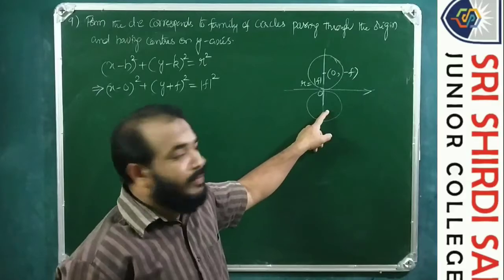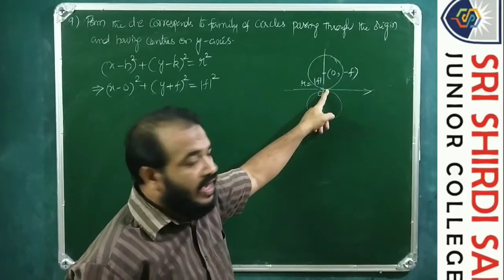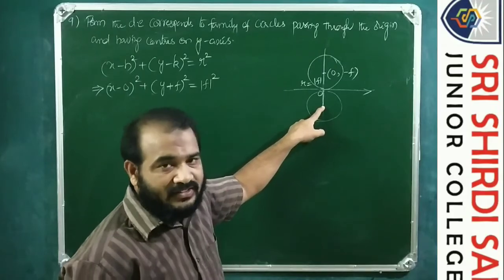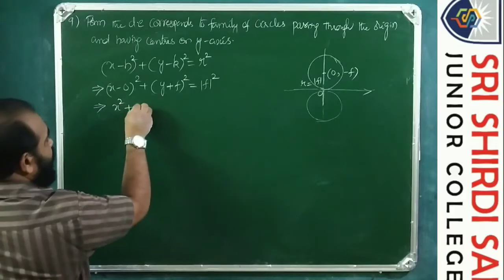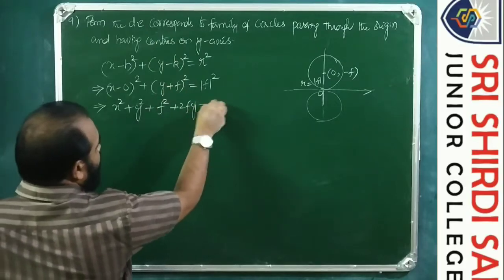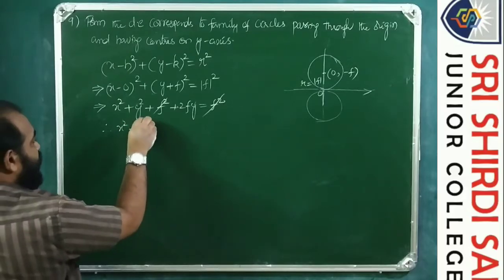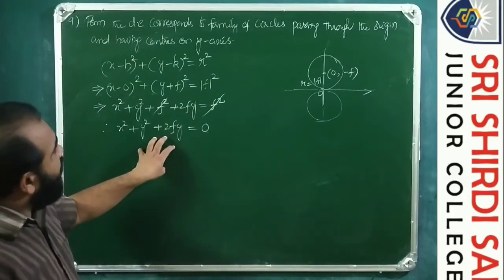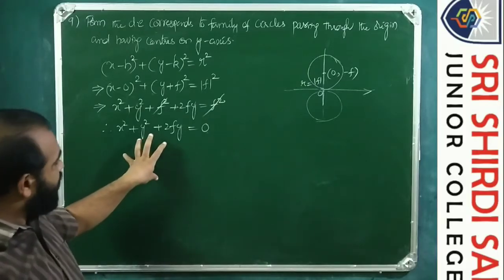This is also passing through the origin, and having center on the y-axis again. So (0, -f) or (0, f) also. So this is x² + y² + f² + 2fy = f². f² gets cancelled. x² + y² + 2fy = 0 is the equation of the family of circles. But this is not the answer. This we have just found.